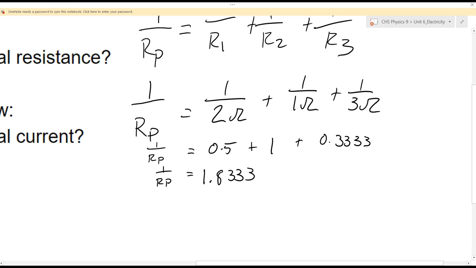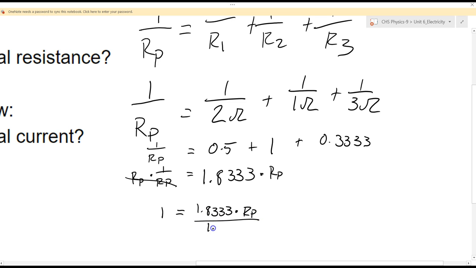Okay? Now, there are a couple ways we can go about getting this. The best way is just to think about your algebra. Algebra tells us if I want to get Rp, because we want to find out what Rp is, not 1 over Rp, in order to do that, I have to multiply by what's on the denominator. The one on the left goes away. So I'm left with 1 equals 1.8333 times Rp.